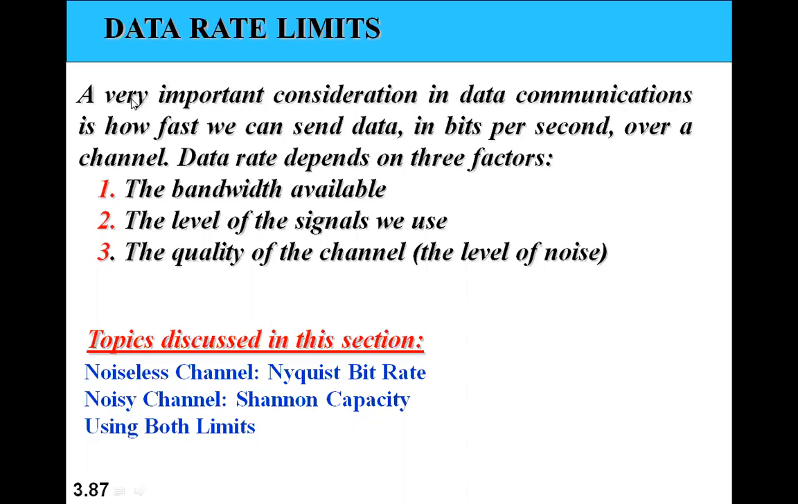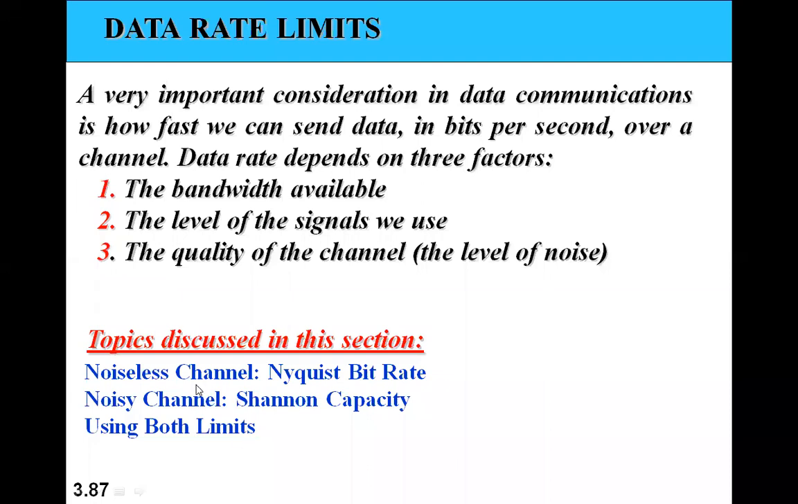So data rate limits, very important consideration in telecommunication is how fast we can send the data. Data rate normally depends on bandwidth available, and also on the level of the signals we use, because as the number of levels used changes, the number of bits represented for each level also varies. Based on that, the number of bits increases, so it also impacts data rate. The quality of the channel and similarly the SNR value, all these factors have influence on data rate.